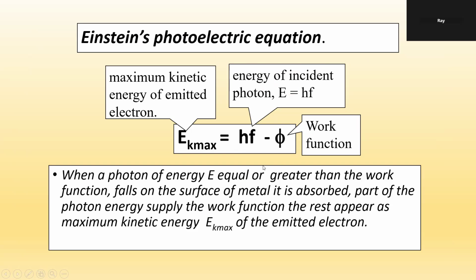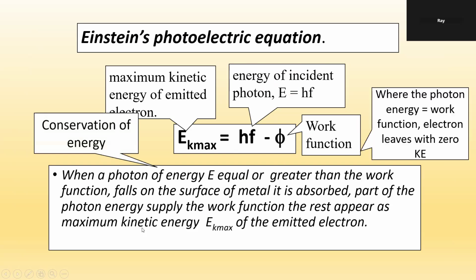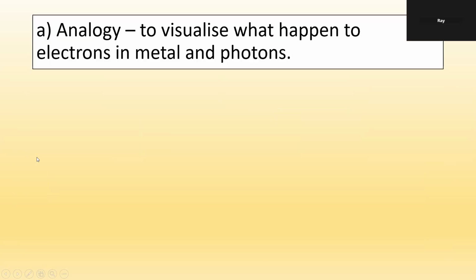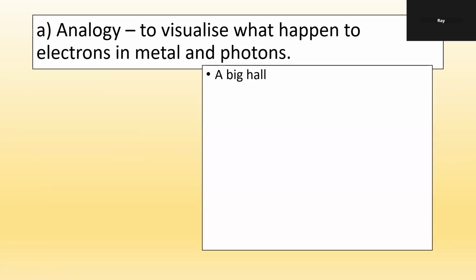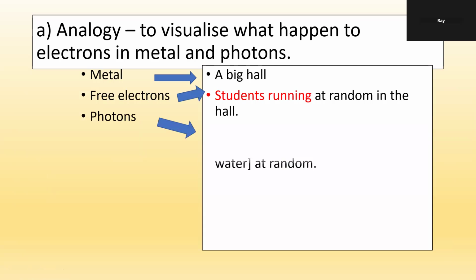You can visualize what is happening with an analogy of what happens to electrons in metal and photons. You can think of a big hall, which is the metal. Students running at random are the free electrons. And then the photons are students standing on the stage throwing balls at random. The balls are the photons. Not all the balls will hit a student, you must remember, because it's random. It's not aiming. When the ball hits a student, it gives all its energy and disappears.